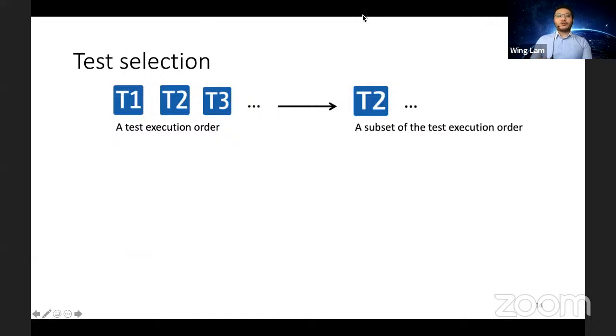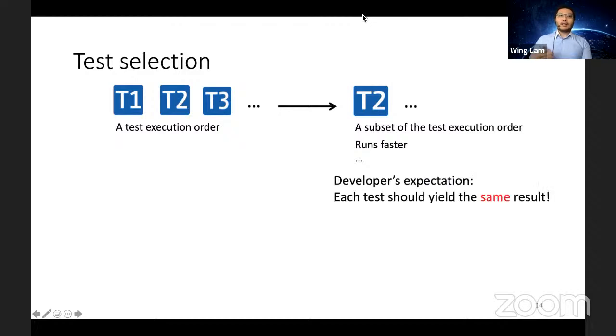Now let's switch to look at test selection instead. In test selection's case, you have a test execution order, and what test selection does is give you a subset of the test execution order to run. The idea here is that you can run them faster and get your results faster. Again, though, the developer's expectation here would be that no matter if I executed the entire test execution order or just a subset of it, each test should yield the same result.